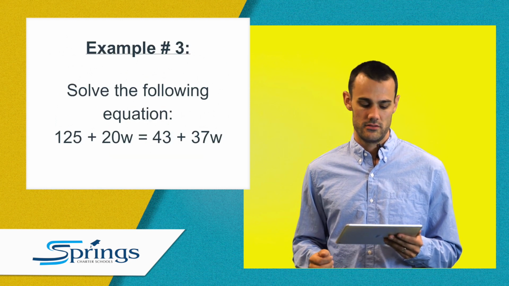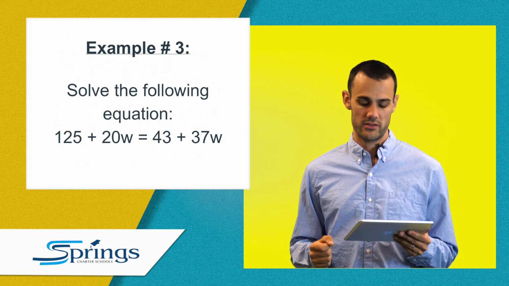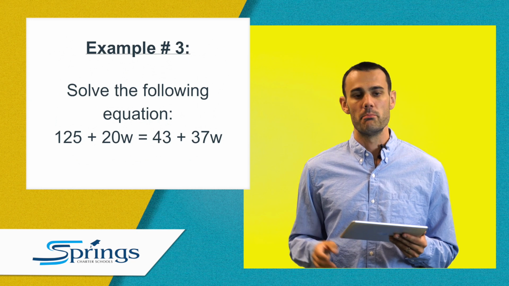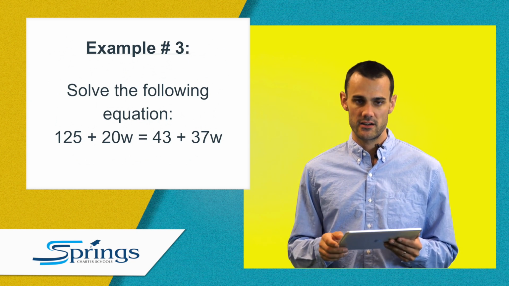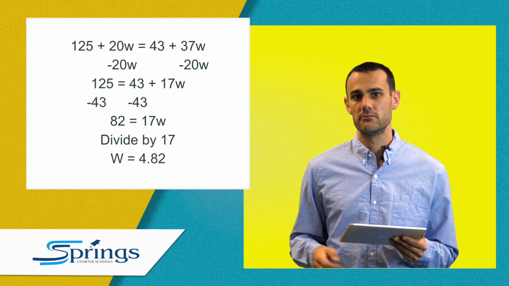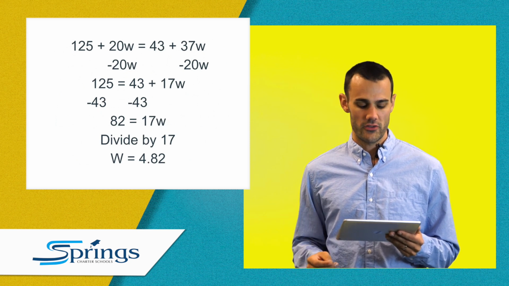Here's another example. 125 plus 20w equals 43 plus 37w. Now we have numbers and variables on both sides of the equation sign, and we need to go ahead and simplify this to get our answer. The first thing I did was move 20w to the right side of the equation. That collects those like terms and puts them all on the same side.